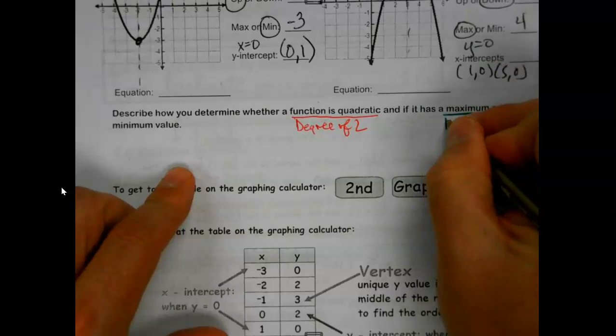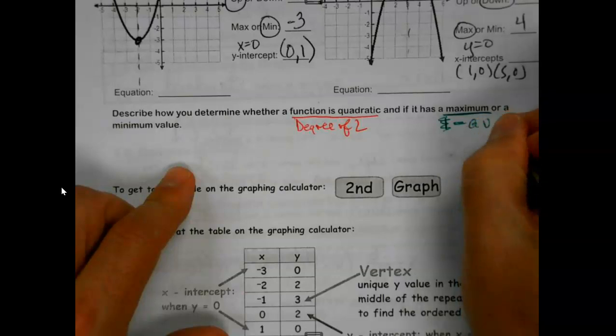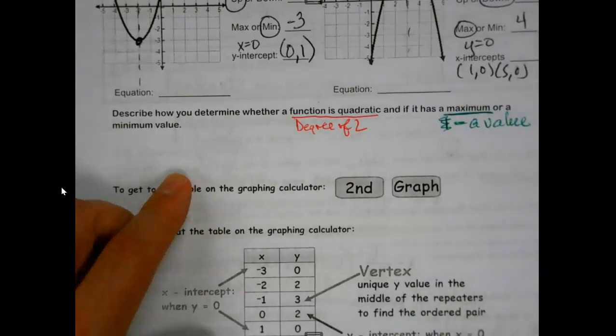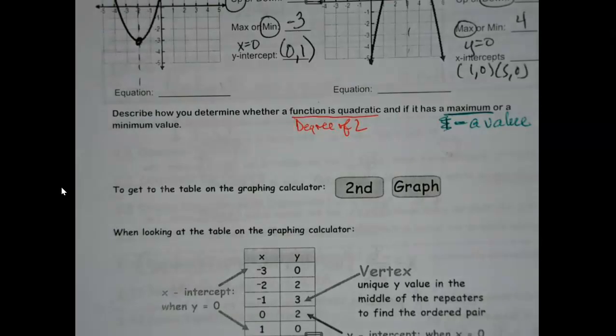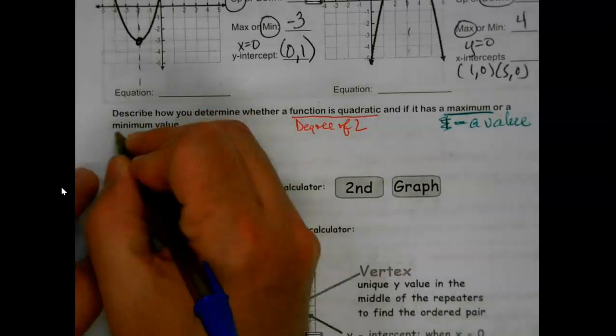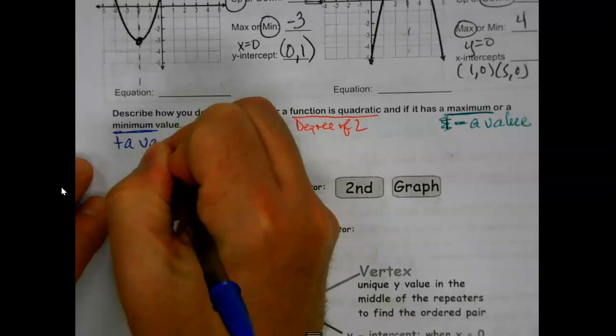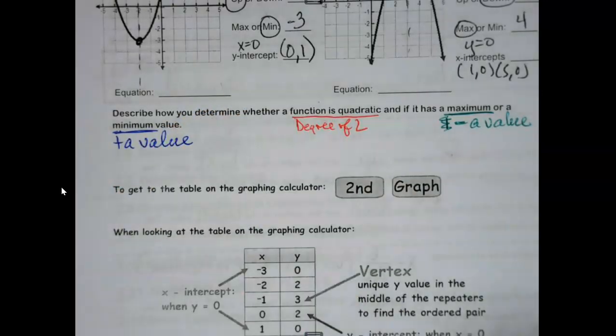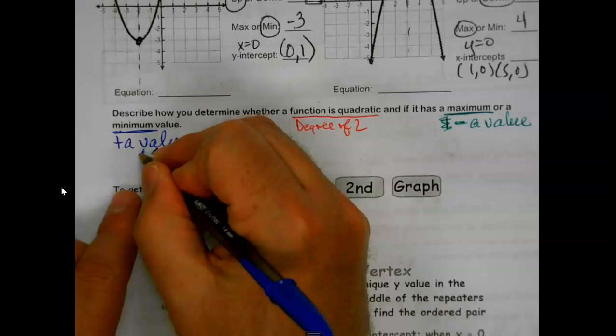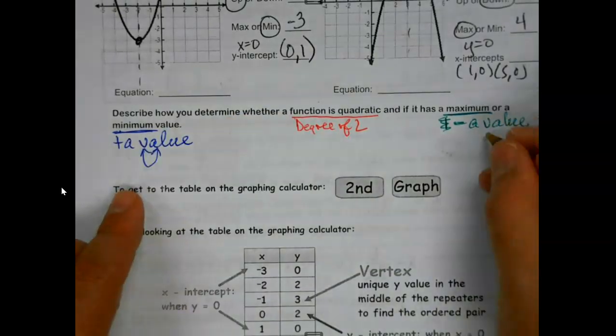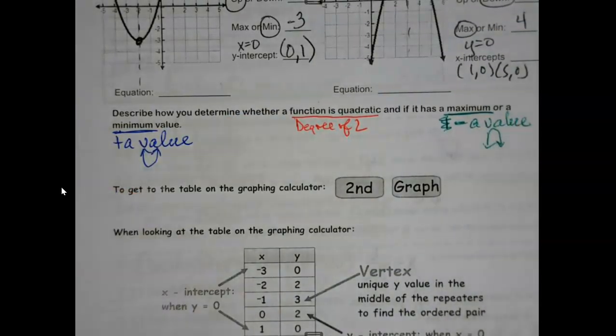a maximum, oops, I almost did that backwards. You have a negative a value. So if I was looking at an equation that said y equals -4x squared, it's opening down, or a minimum value, when you have a positive a value, because it's going to open up, versus when it's negative, we're going to open down. Kind of look at it that way.